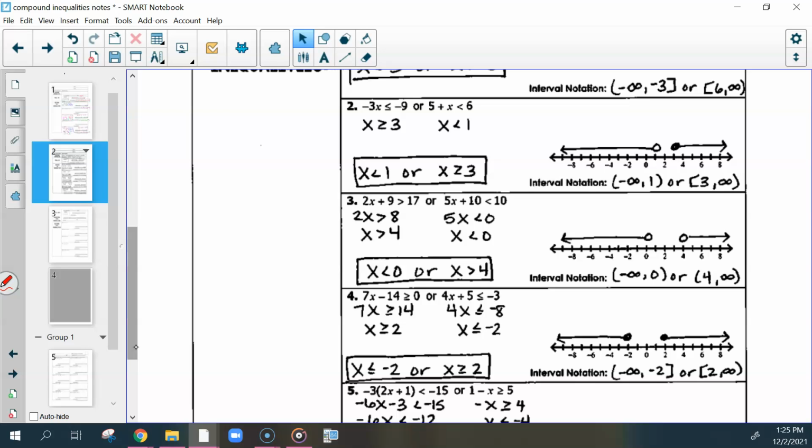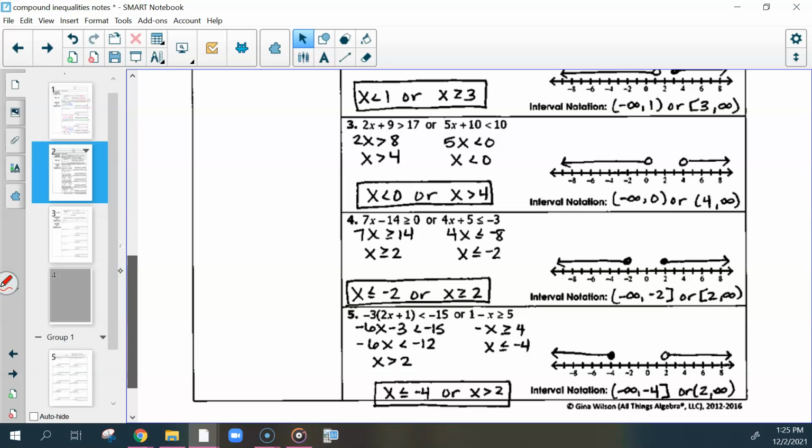And then 4, when they solved that one, they added 14 to both sides and then divided by 7. On this side, they subtracted by 5 and divided both sides by 4. So X is less than or equal to -2, or X is greater than or equal to 2, so these should both be filled in. When we do the interval notation, they should both be square brackets.